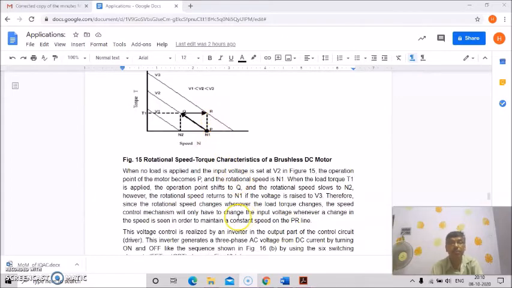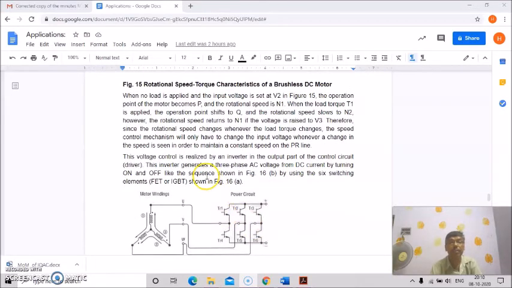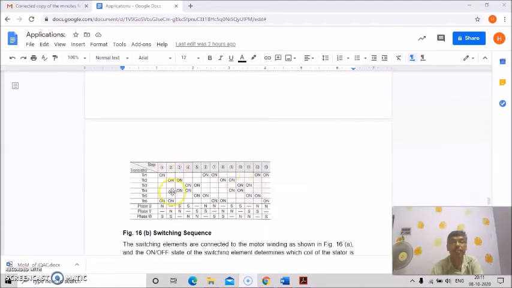Okay, so this voltage control is realized by an inverter in the output part of the control circuit, that is the driver circuit, and this inverter generates a three-phase AC voltage from DC current by turning on and off in the sequence shown in figure 16B, using the 6 switching elements, FET or IGBT, shown in this figure. So this is the output part of the control circuit, or driver, and this is the switching sequence.